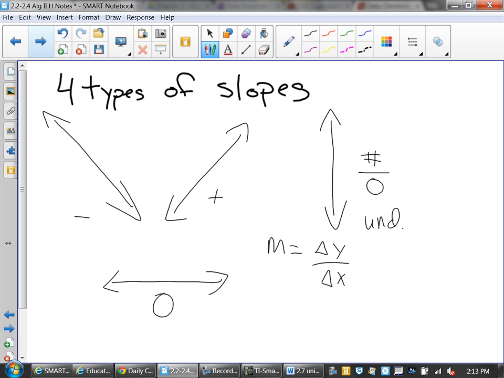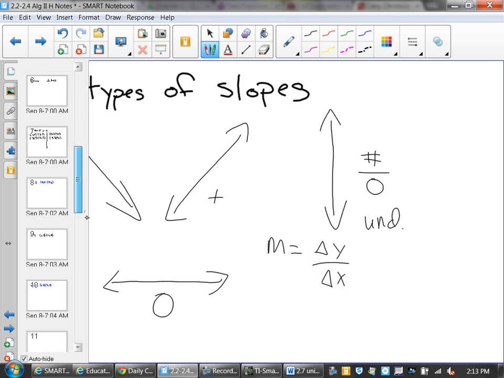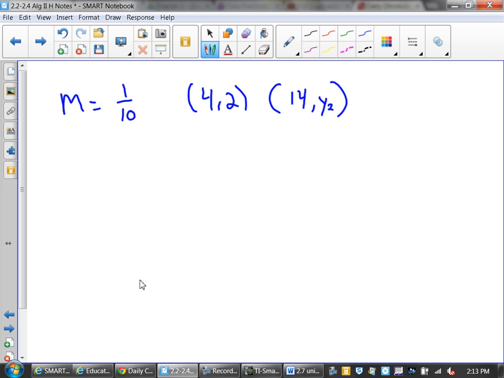Okay. Like I said, you've all seen this before. This really isn't anything new. What's going to be a little bit different for us now, instead of just calculating plain old boring slopes all day long with just sets of ordered pairs, is that I'm going to give you things like this, where I will give you the slope, one set of coordinates, and one of the x values and one of the y values. And you have to find that missing coordinate.